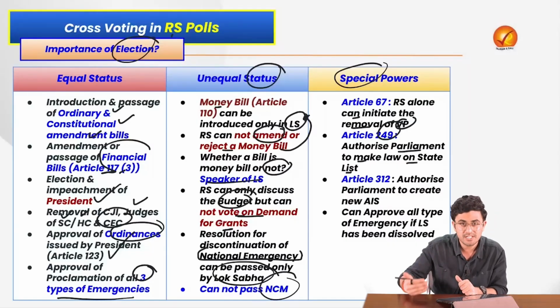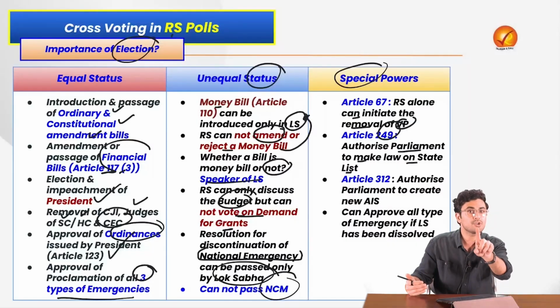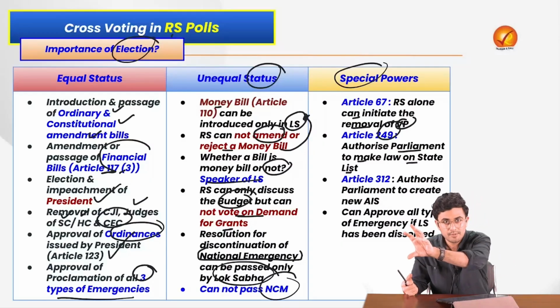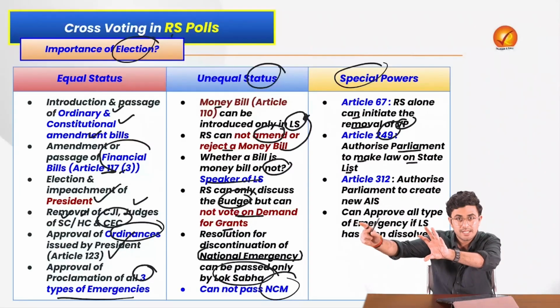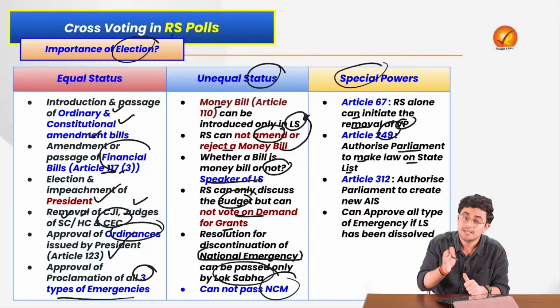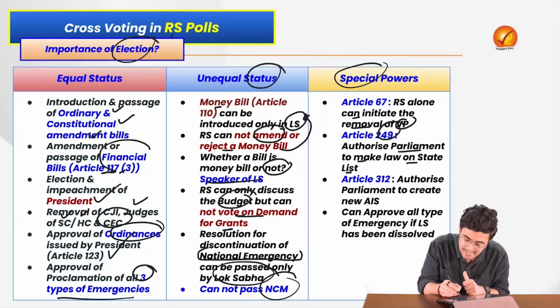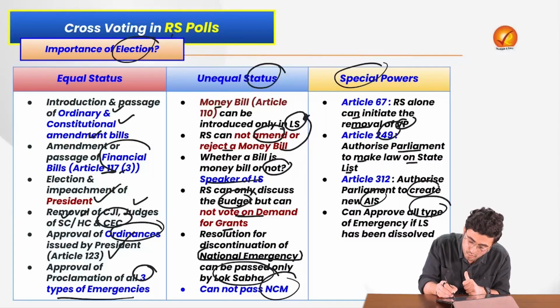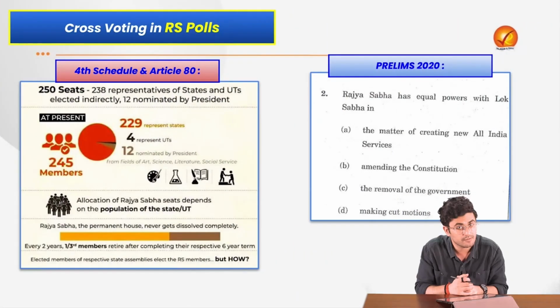If there is a bill which has been passed by Rajya Sabha, now a question to you. Such a bill, which gives the power to the Parliament to make a law on the state subject, such a bill passed by Rajya Sabha has to be passed by simple majority or special majority. Under Article 312, it can actually authorize the Parliament to create a new All India Services and can approve all type of emergency if Lok Sabha has been dissolved.